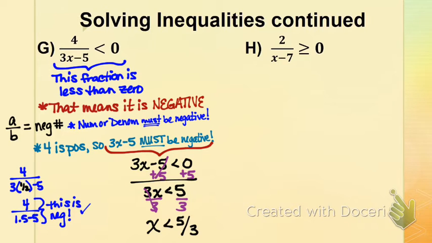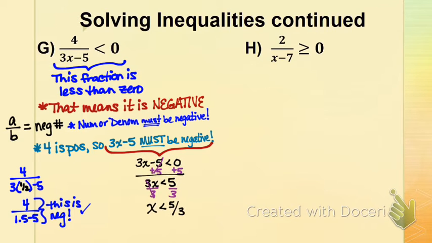What would my interval look like to explain this? We have our answer, x is less than 5/3, so what would my interval look like now? Negative infinity. What else? Parenthesis. 5/3. Parenthesis. And another parenthesis. There we go.